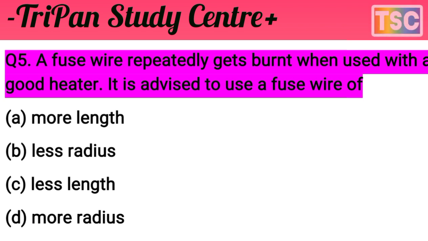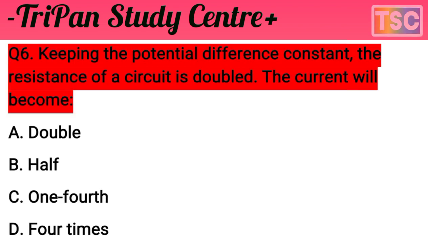Let's see the next question. The next question on your screen: keeping the potential difference constant, the resistance of a circuit is doubled. The current will become.